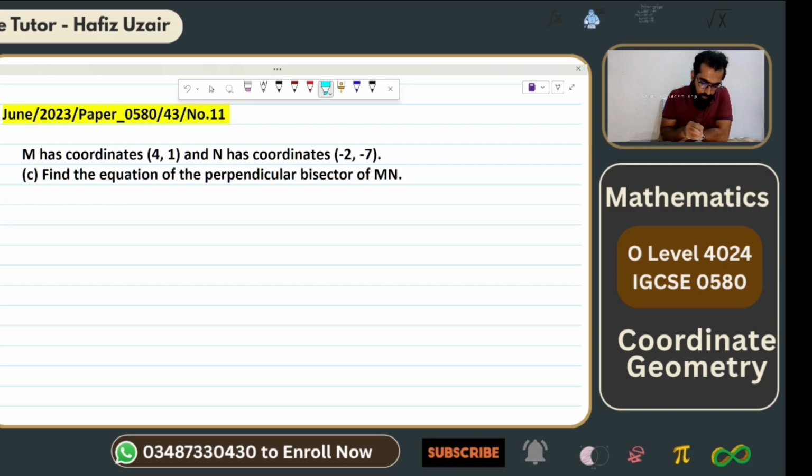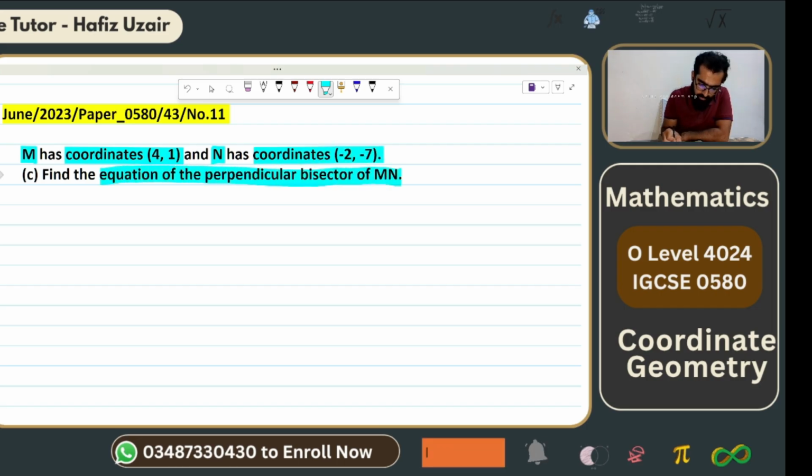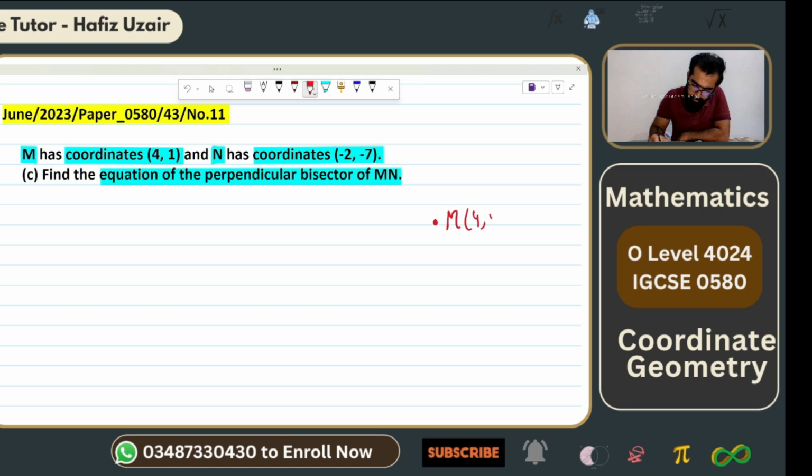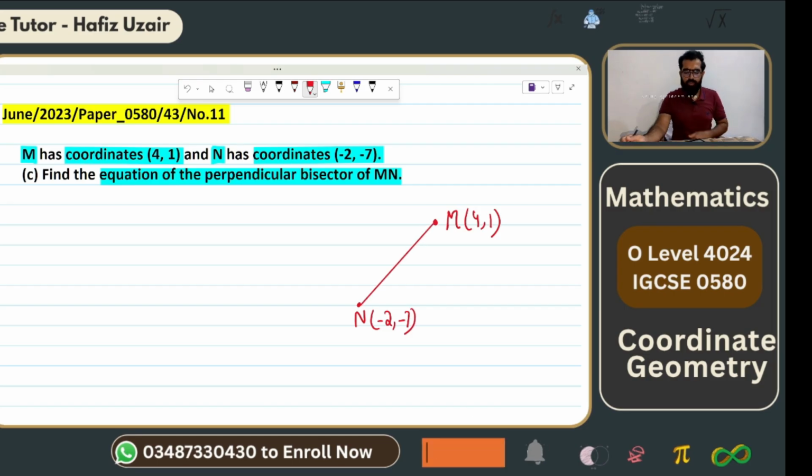Okay, so M has coordinates 4, 1 and N has coordinates -2, -7. Find the equation of the perpendicular bisector of MN. Let's simply write M and N. So we have the M point as 4, 1 and the N point as -2, -7. You can directly solve this. I'm just drawing this to explain the concept.